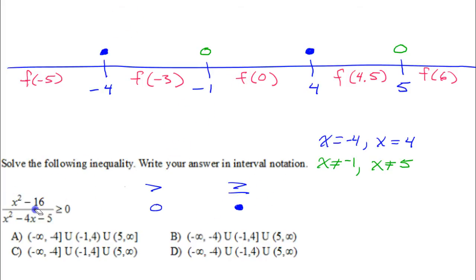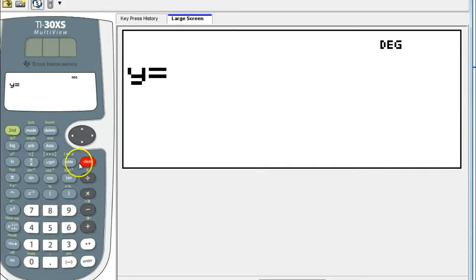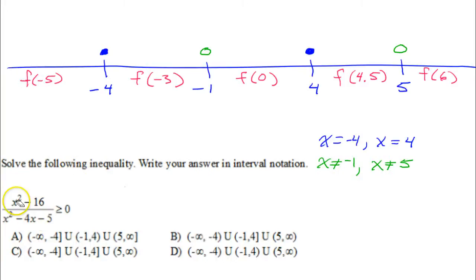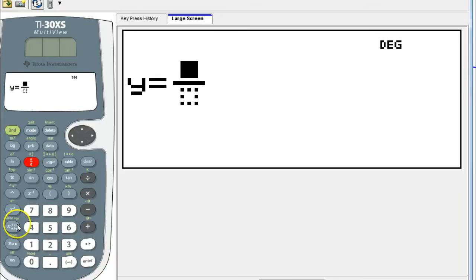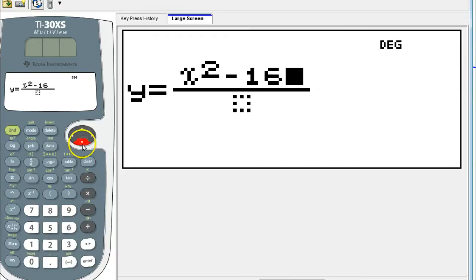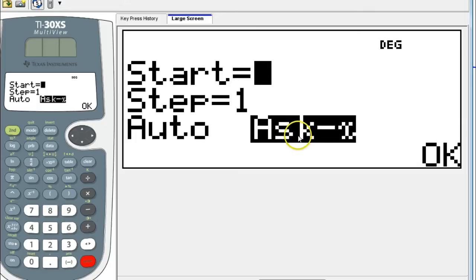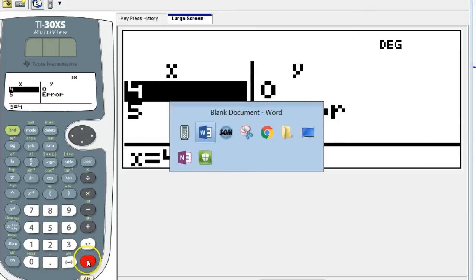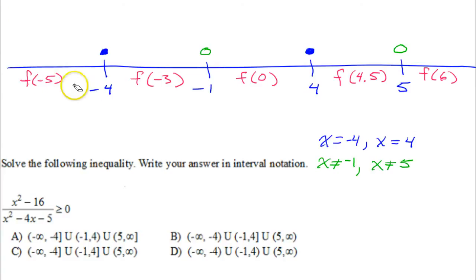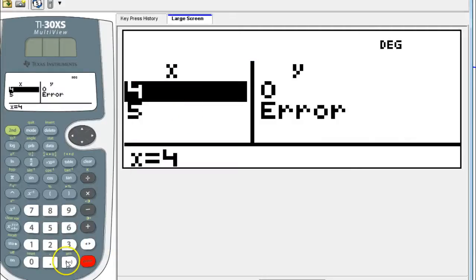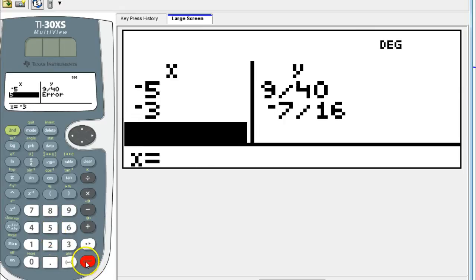So I'm going to use my calculator to make this process go faster. I'm going to use my table feature, and I'm going to type the function in: x squared minus 16 over x squared minus 4x minus 5. Make sure your calculator is in Ask X mode. My first 3 values are -5, -3, and 0. So I can do -5, -3, and 0. These are the values that I get.